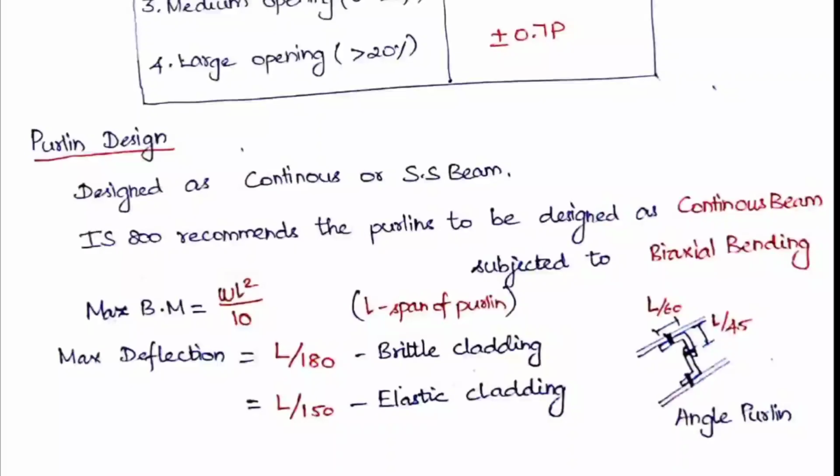There is a condition for this angle purlin: the length of the angle section should be L by 60. For the angle leg in the plane perpendicular to the roof covering, it should be L by 45. When it is parallel to the roof covering, it is L by 60. Based on that, you can locate L by 60 and L by 45. In this purlin also, the maximum bending moment is WL square by 10 only.